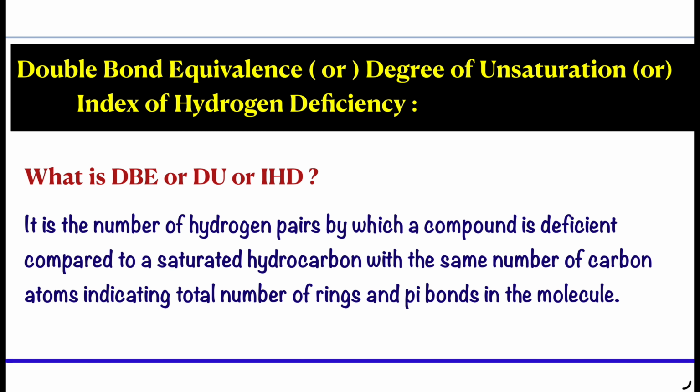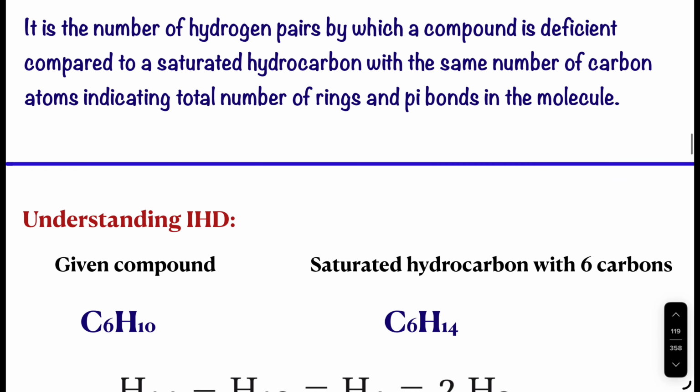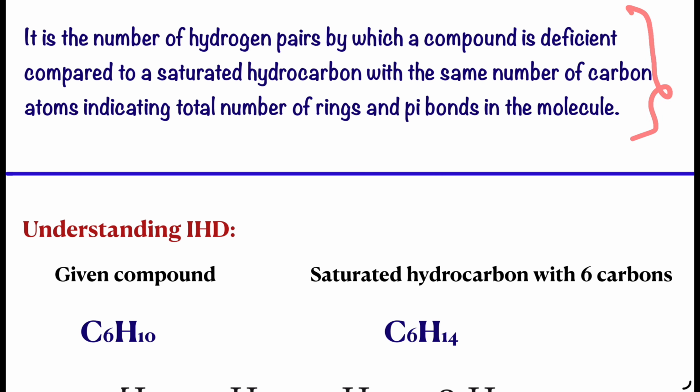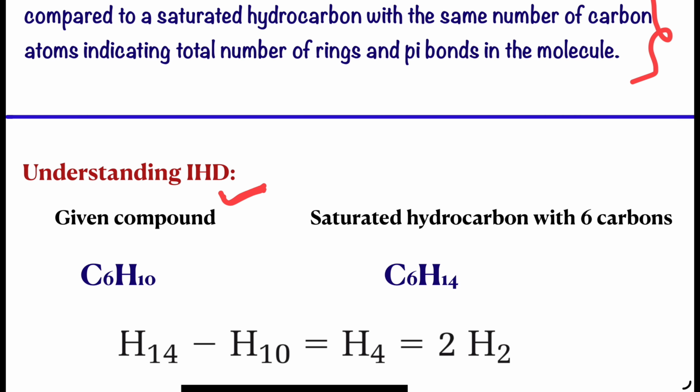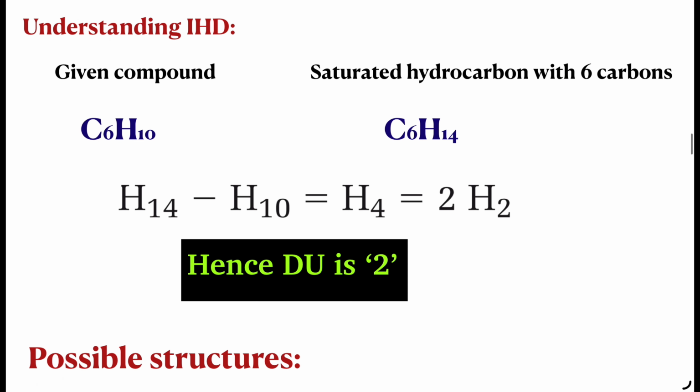Now let us understand exactly what is the meaning of degree of unsaturation. Instead of reading the definition, first let us understand one simple procedure of index of hydrogen deficiency. Later, we will convert our understanding into the definition. Let us take one simple example. The given compound is C6H10. Here the number of carbons is 6, and I am taking a saturated hydrocarbon with the same number of carbon atoms.